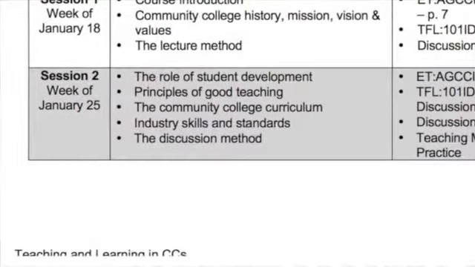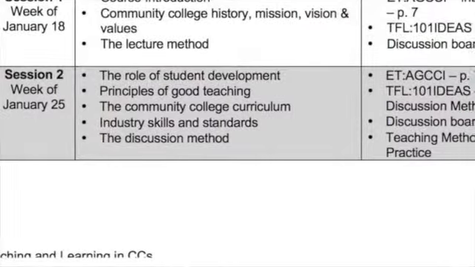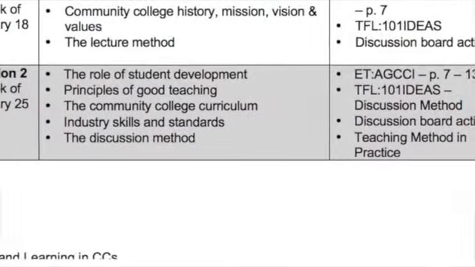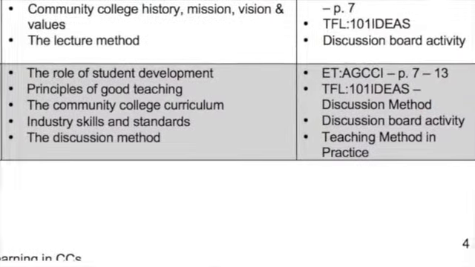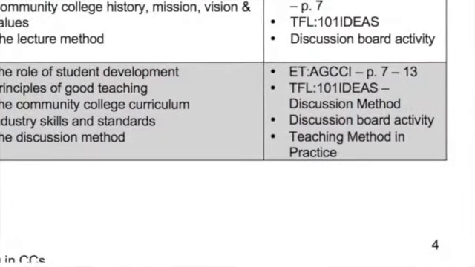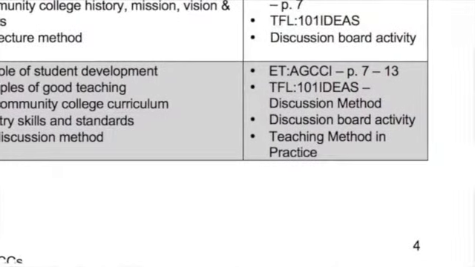You can see what we're going to move through as far as topics go and the reading assignments. You'll pick up from 7 through 13, and in the Teaching for Learning 101, you're going to do the discussion method. So the first week is lecture, and I'm going to handle that. Week 2, we'll start with the discussion method, and you will develop a teaching method that week. So you can approach that and be ready to turn that in by the end of the week.